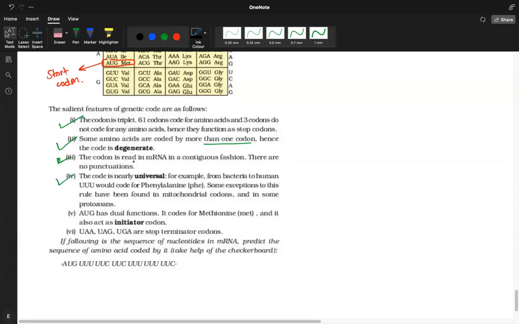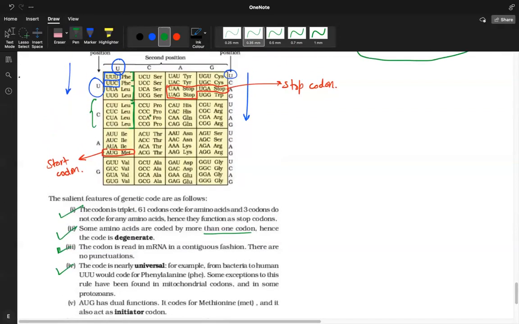The word nearly here is because we now have figured out that in some organisms, the code differs a little. Some organisms do not have AUG as start codon, but CUG, let's say. Okay. So CUG, what is CUG? Can you find CUG? Leucine, right? So sometimes leucine instead of methionine, but that's very, very rare.